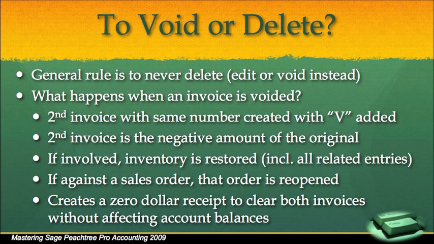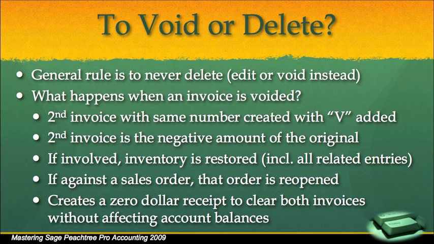So it's better to void things instead of deleting them, and that's actually true for almost everything that you work with in accounting and in Peachtree. So what happens when we void an invoice? Well, it actually creates a second invoice with the same number created with a V, so we have V for voided. The second invoice is the negative amount of the original.